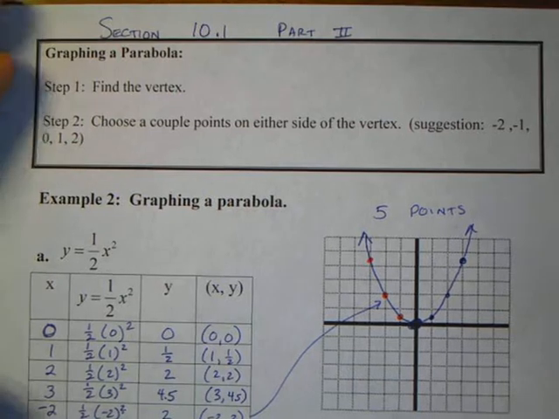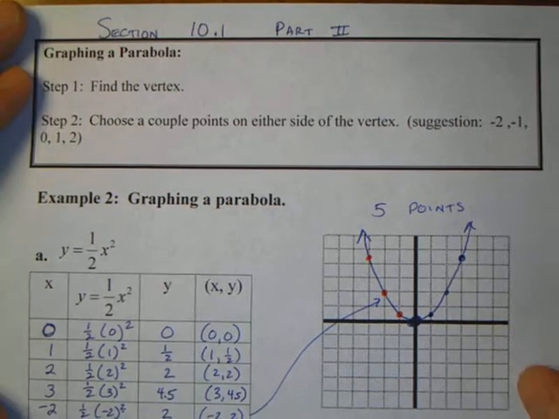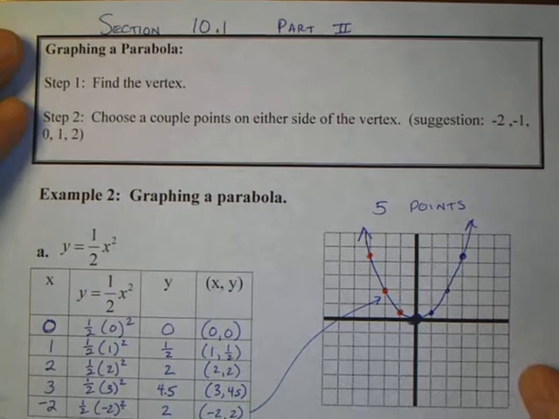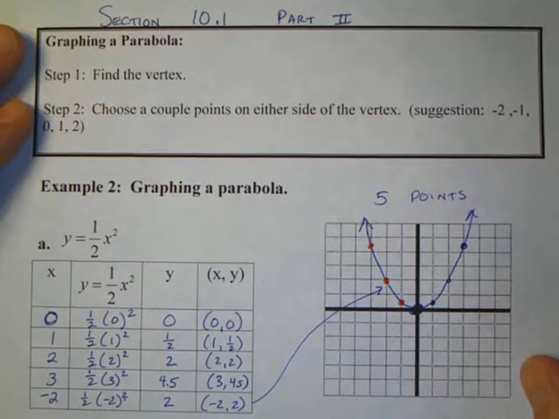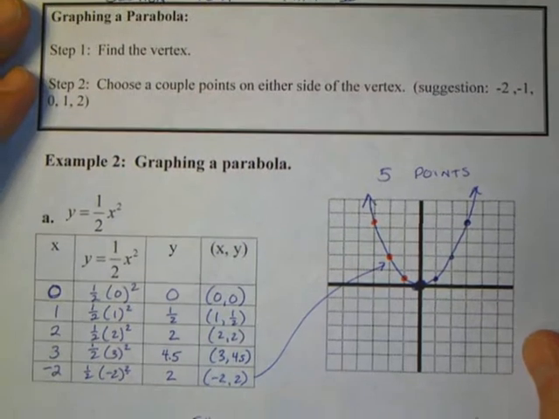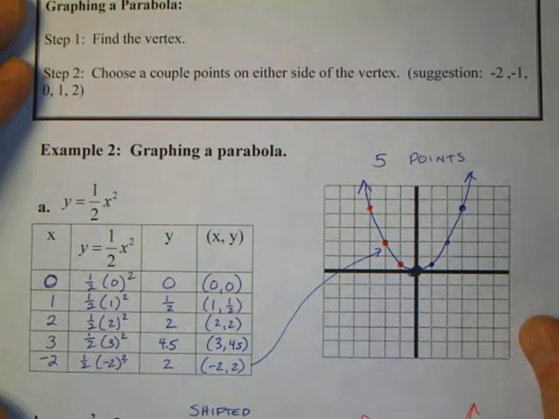This is section 10.1, part 2. I've worked some of these problems out already, so I just want to walk you through what we've done. When we're graphing a parabola, we want to graph at least 5 points on the graph, if not more. So let's look at this first example that I've done here.